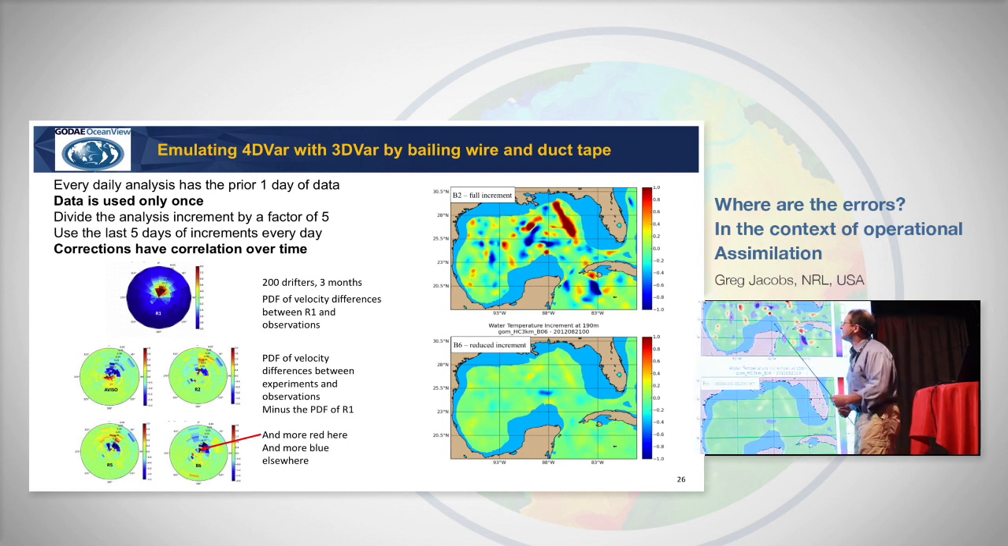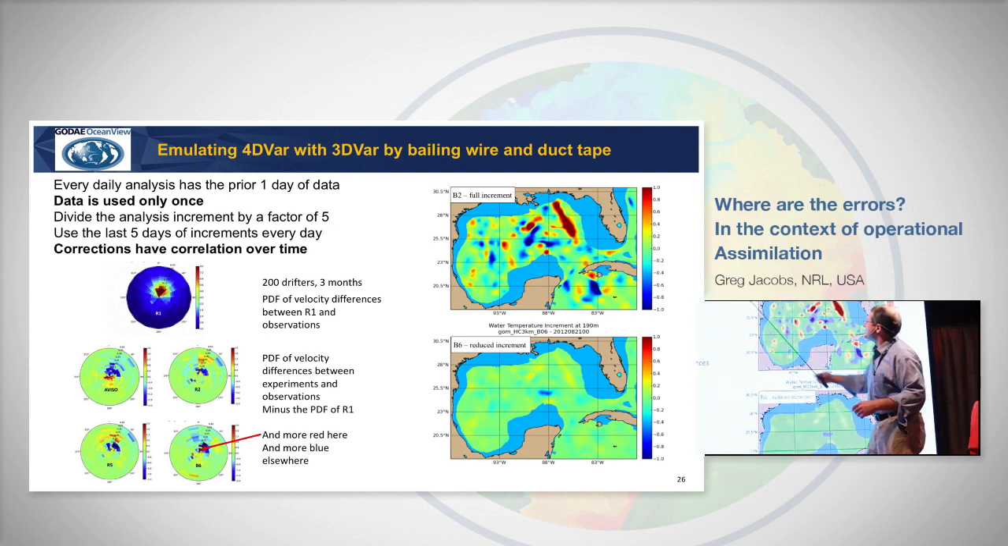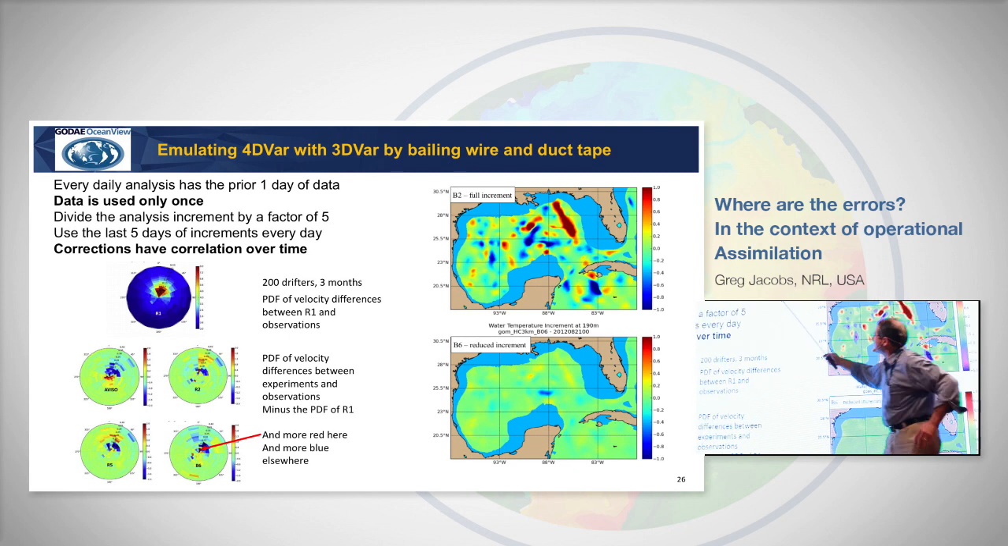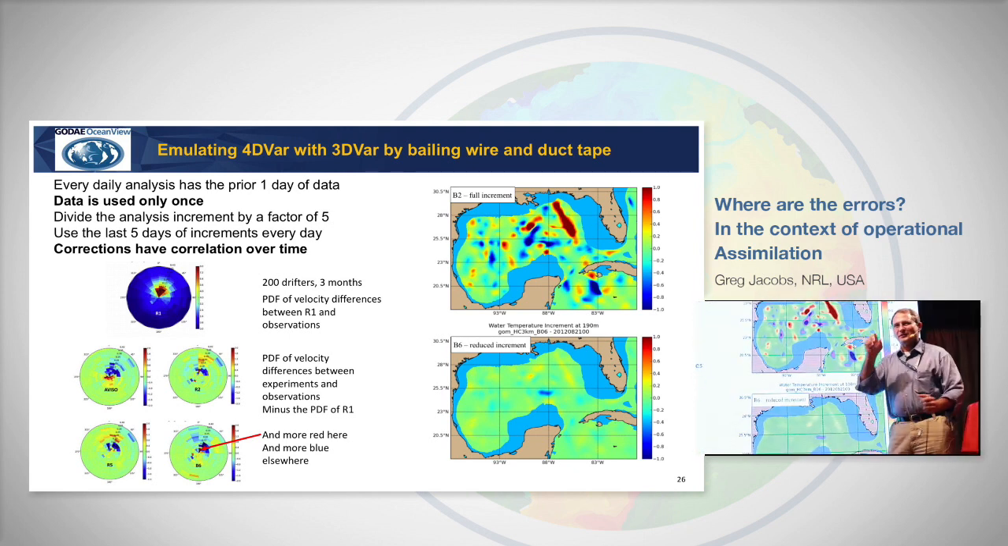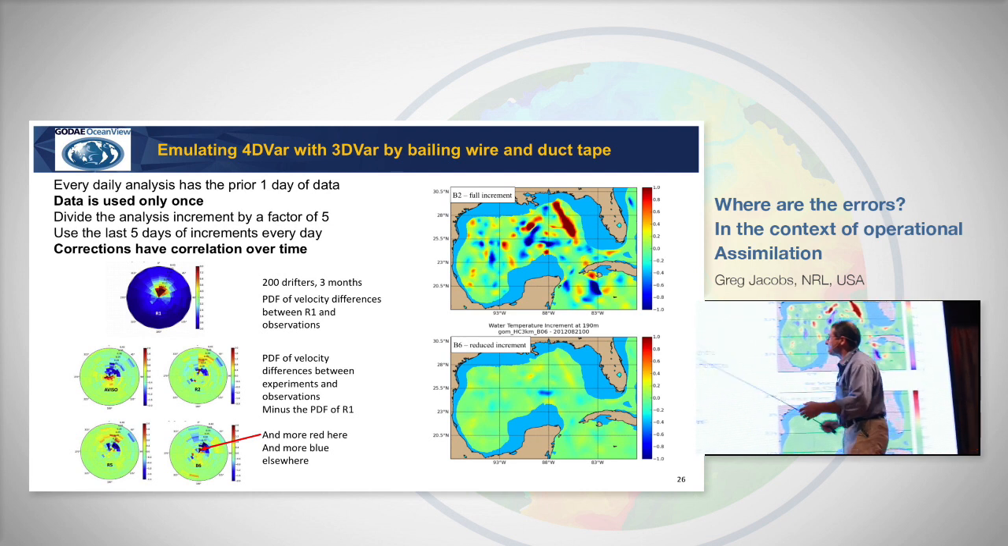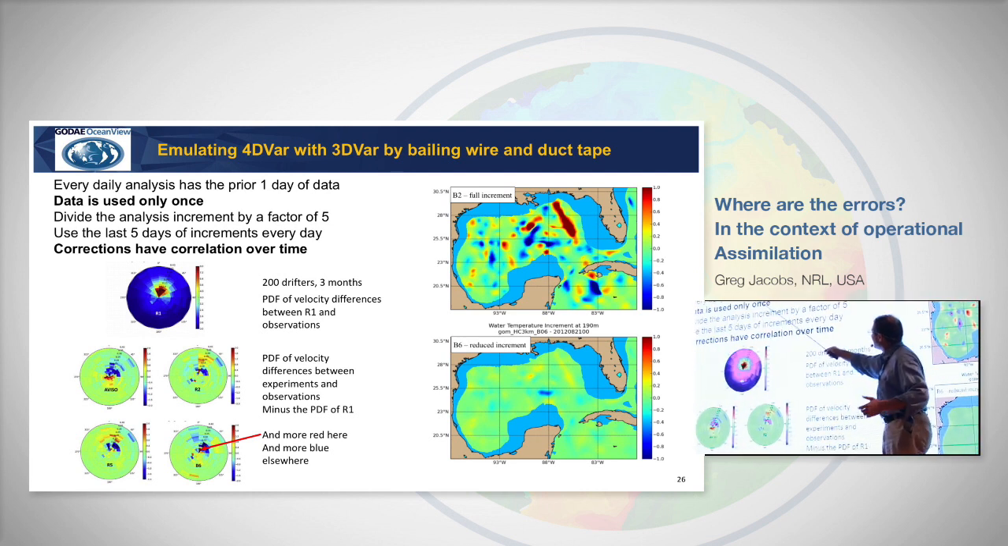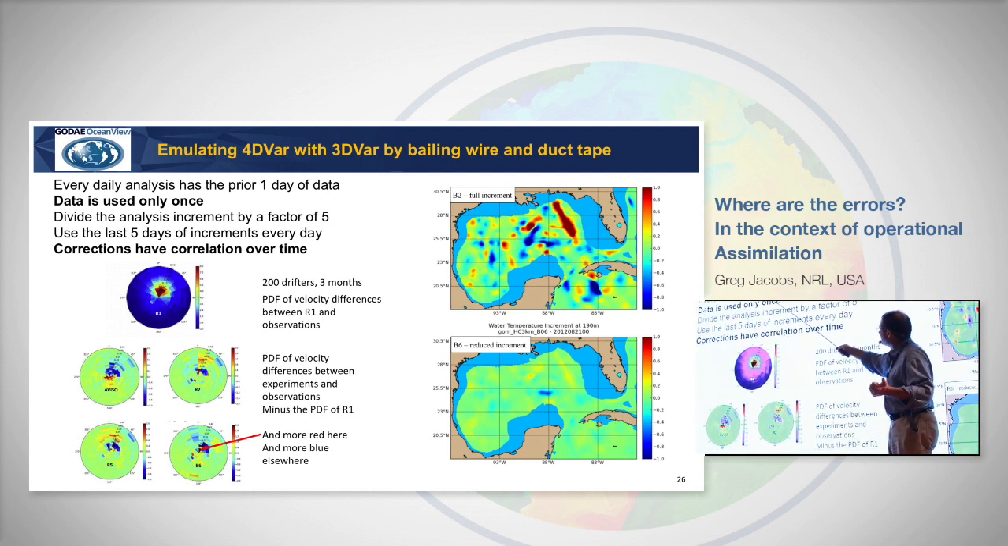So we went back and we said, okay, those assumptions got us to a 3D VAR. What if we try emulating a 4D VAR? That is, corrections from one day's analysis can influence the corrections on another day's analysis. So here's what we did. We have every day an analysis that uses the prior 1 day of data. So the data only gets used once.